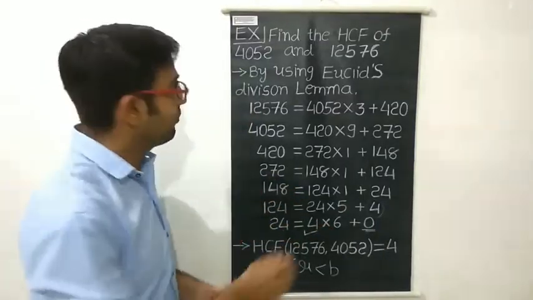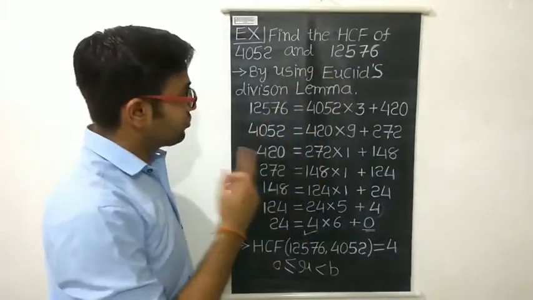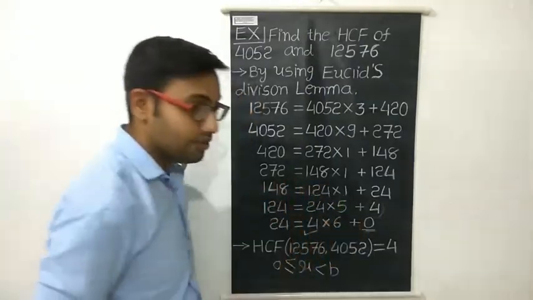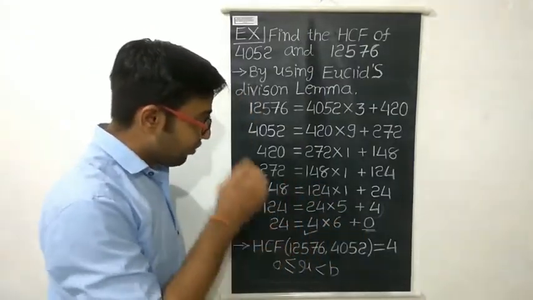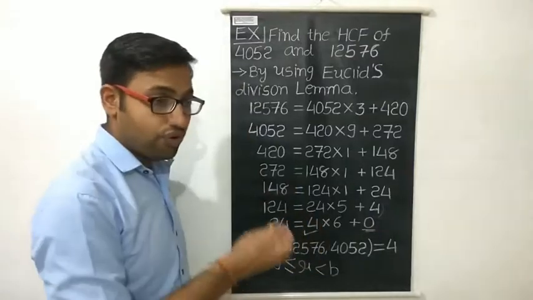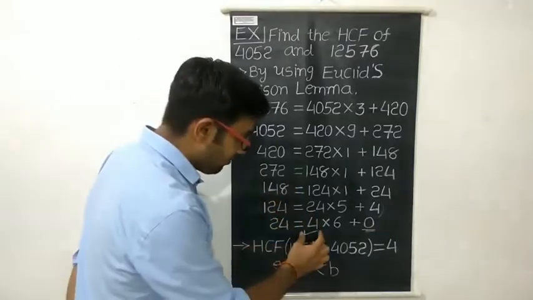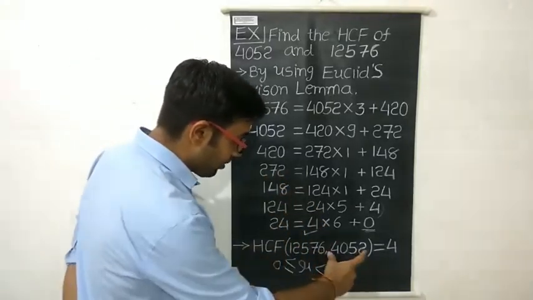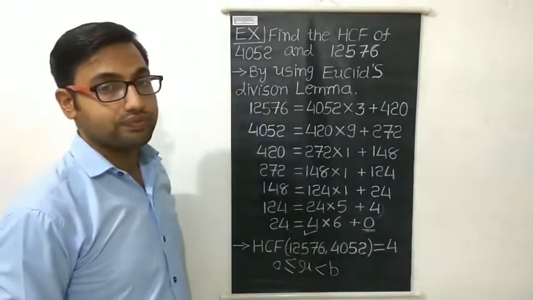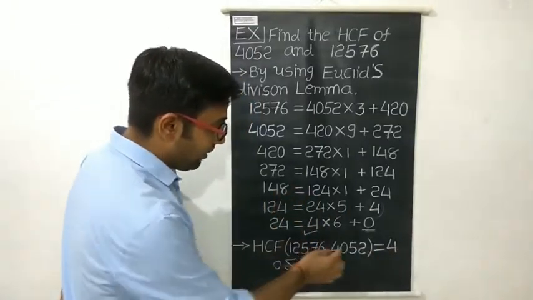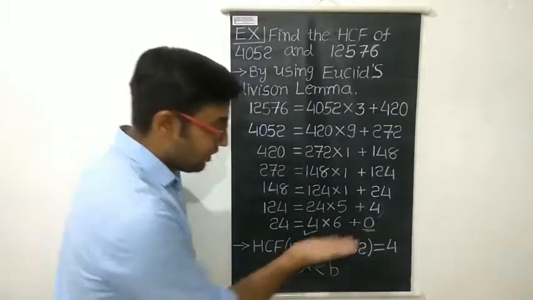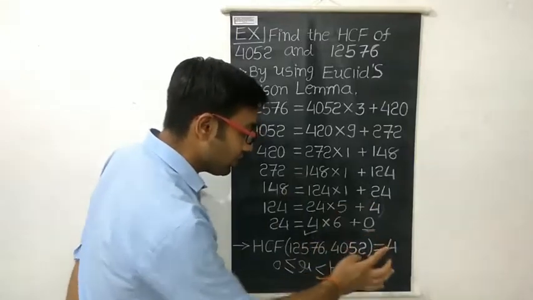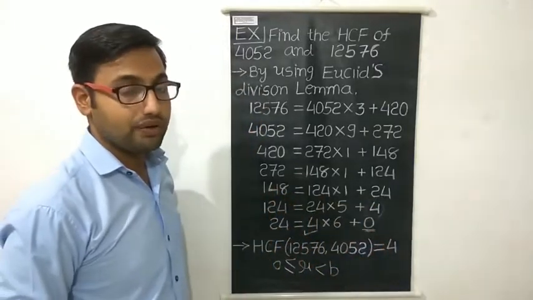What do we have to find out? We have to find out the HCF. So what will be the HCF? At this step, whenever we get the remainder equal to 0, whatever is the divisor, or whatever is the B, that will be the value of the HCF. So we can write that the HCF of these two numbers is equal to 4. Or in other words, whenever the remainder becomes 0, the remainder in the previous step will also be the HCF of these two numbers.